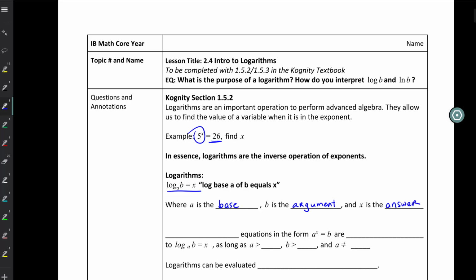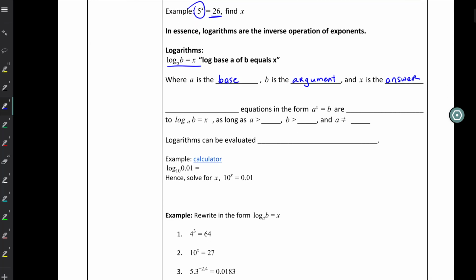So the purpose of a logarithm is to rewrite an exponential equation such that we can work with it. So exponential equations in the form of a to the x equals b are equivalent to the expression log base a of b equals x. These are equivalent statements, so long as we have a being greater than 0, b being greater than 0, and a does not equal 1. Now, still, these seem to be kind of a mystery.